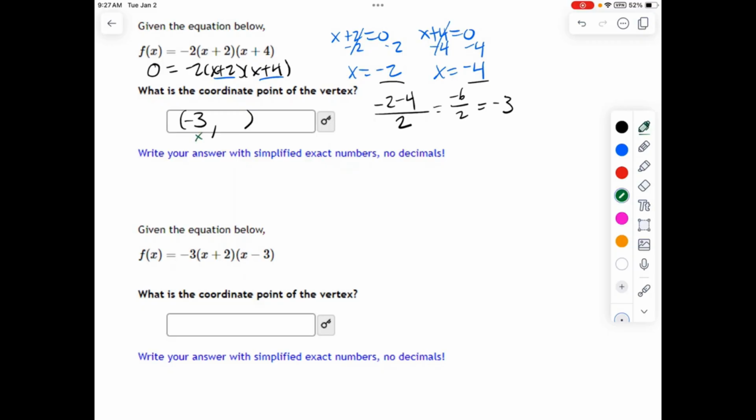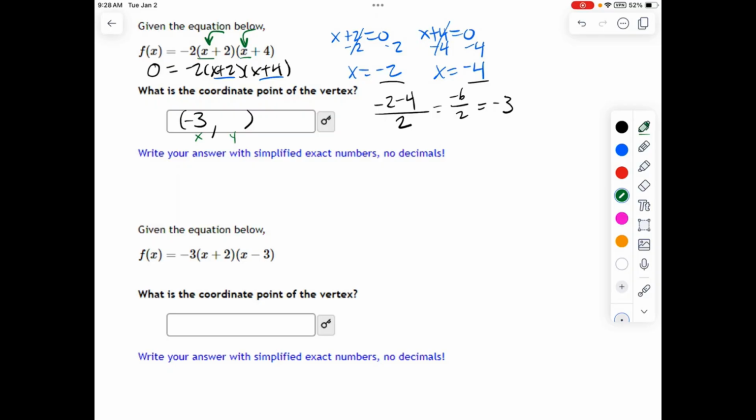Now how do you find the other coordinate point of the vertex? Well, we know every coordinate point is x comma y. We know x is negative 3. Plug it in. Plug in x, get out y. That's how coordinate points work. You plug in one, you get out the other.